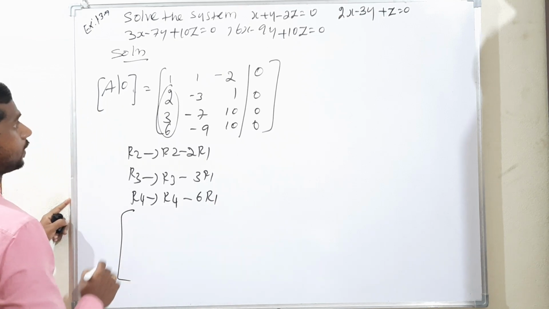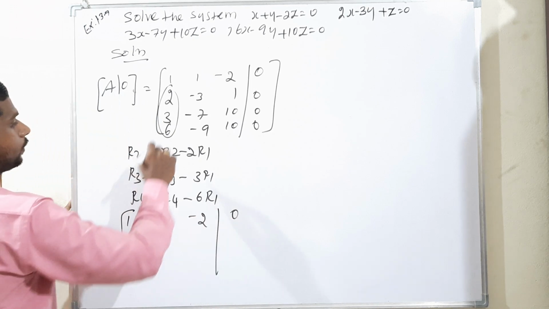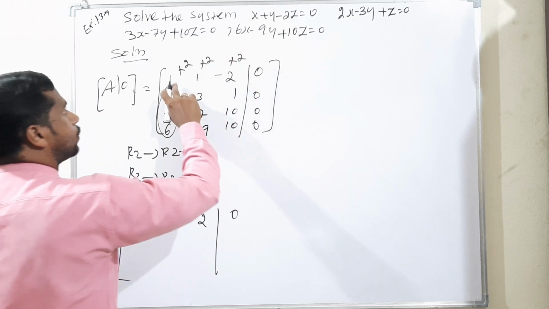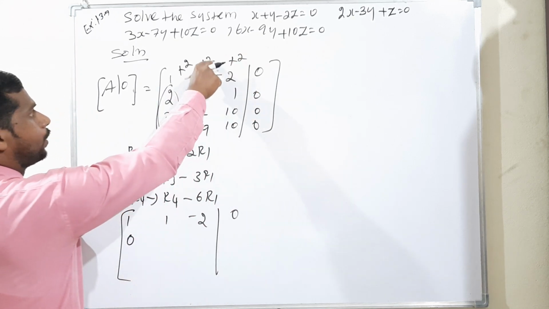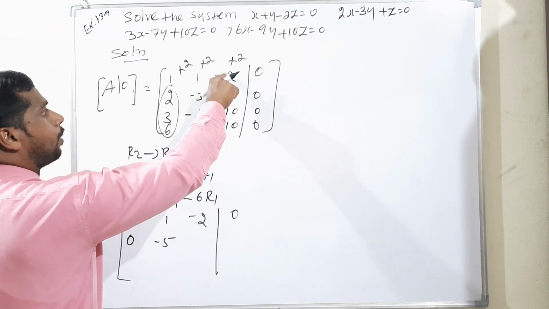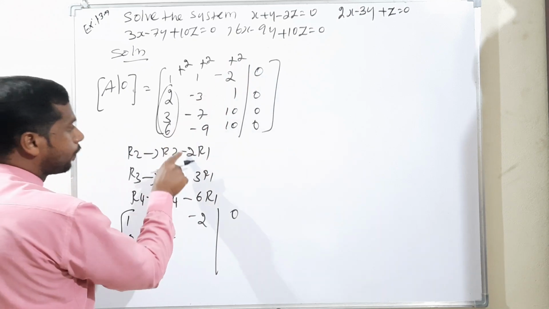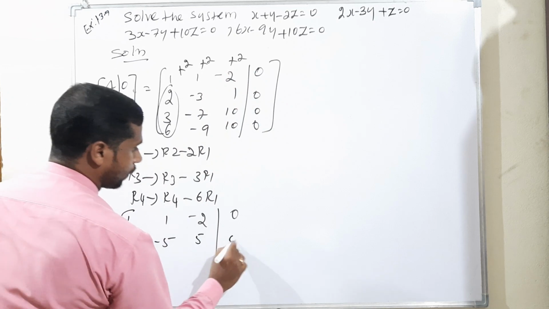R1 as it is means 1, 1, minus 2, 0. Next one, each and every time into 2, isn't it? 1 into 2, 2, 2 minus 2, 0. Again 1 into 2, minus 3 minus 2, minus 5. Here minus 2 into 2 is minus 4, we have common minus, minus into minus is plus, 1 plus 4 is equal to positive 5, again 0.